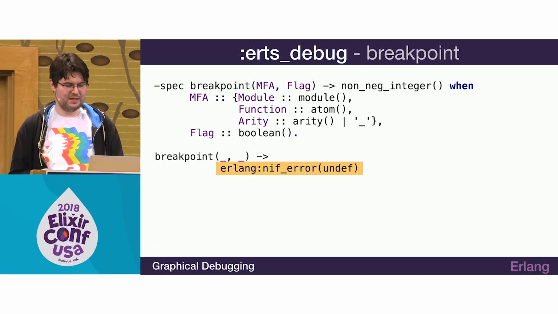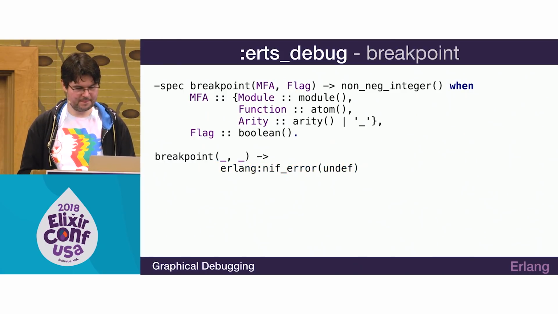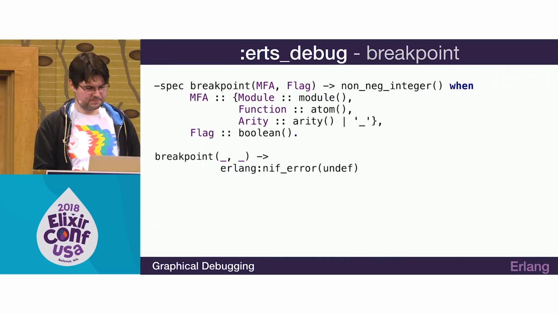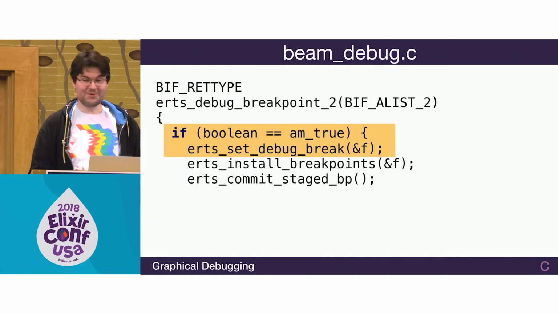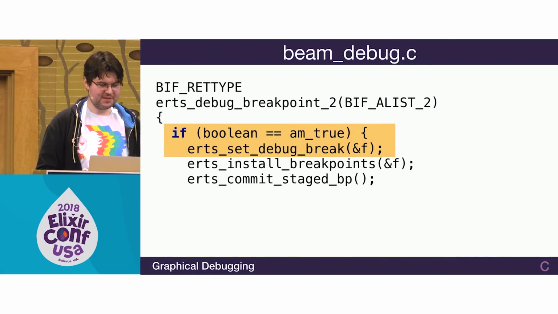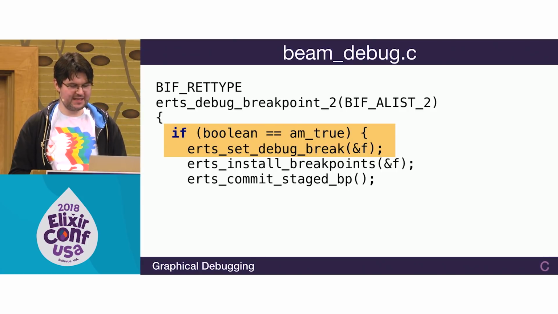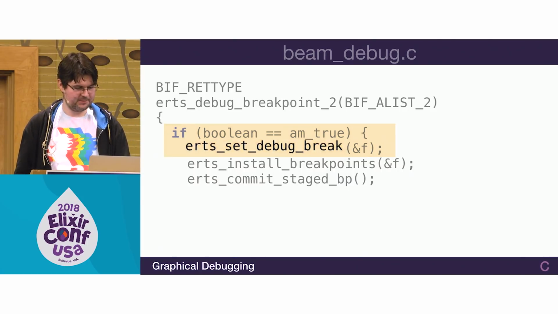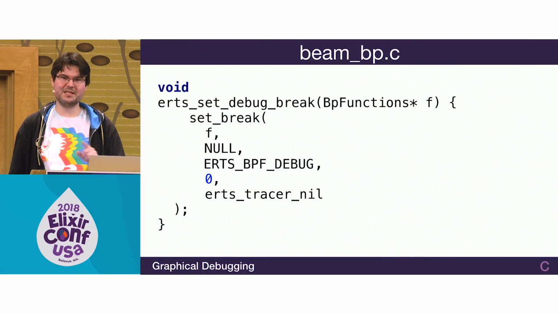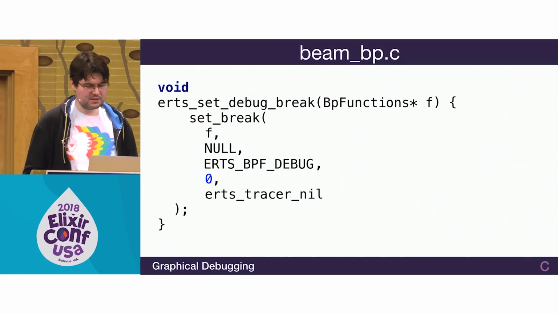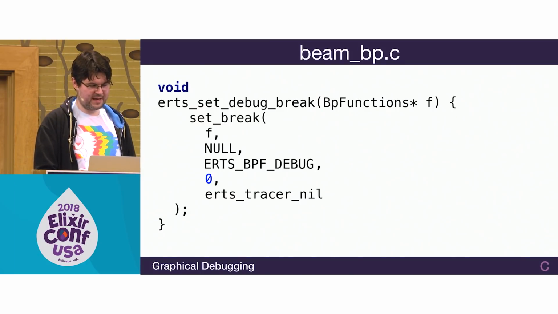Well, the source in ertz debug breakpoint isn't very helpful since it's a NIF, which means we have to go into C. So this is the C code for the NIF. If the flag is the atom true, then it's going to set a debug break. Ertz set debug break uses the constant ertz bpf debug, so breakpoint flag debug, which probably means there's other breakpoint flags besides debugging. Interesting. So you can look at that flag to find where the beam reads it back.